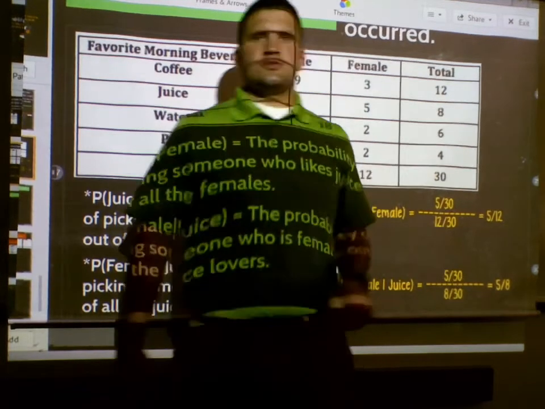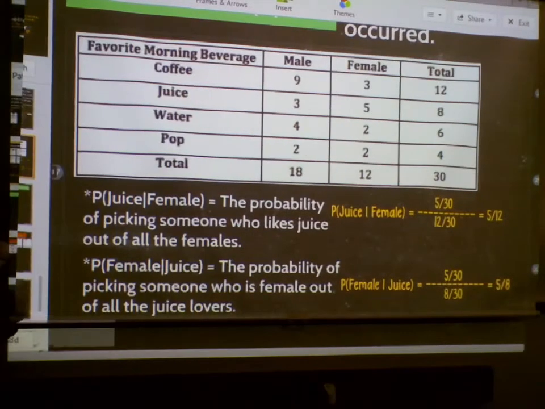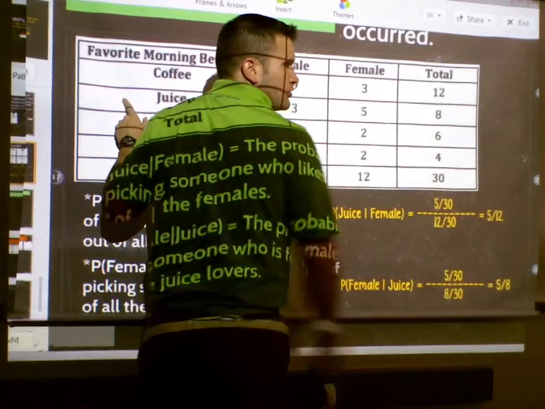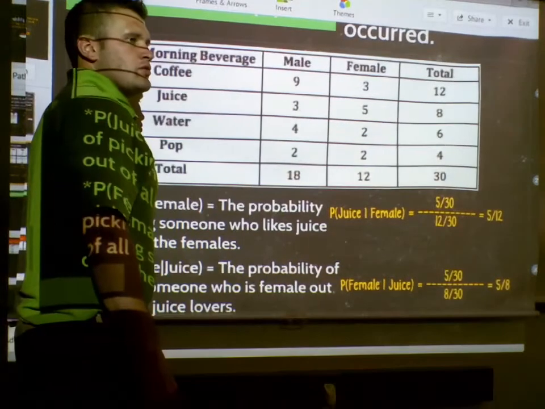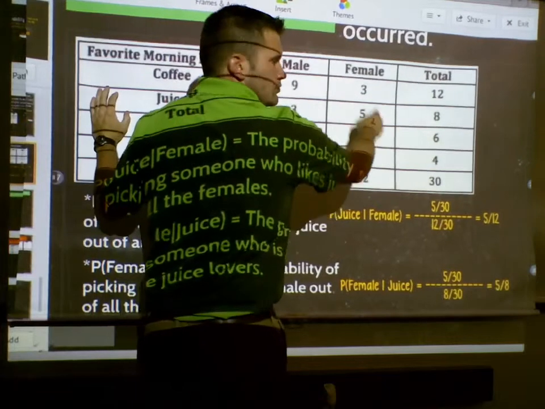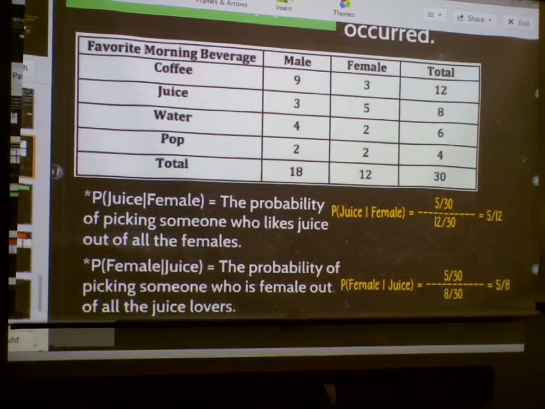Either way works. Yes, Alexis? Where do you get 5 out of 30? Okay. Juice and females, 5 out of 30. That's where juice and female overlap. I didn't get any of that stuff, but this is easy. Okay. Does that make sense?